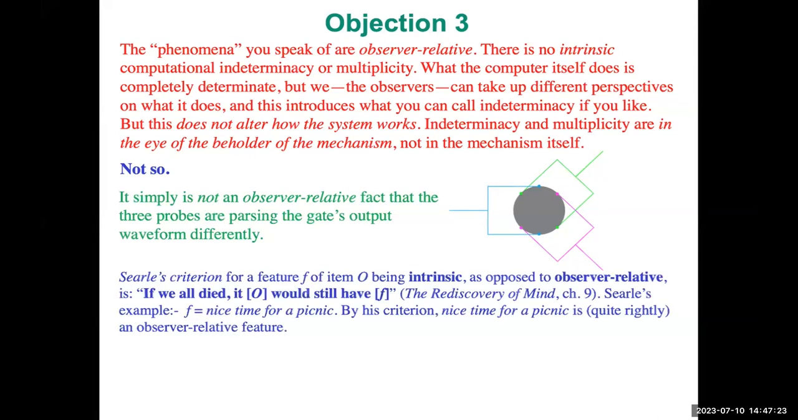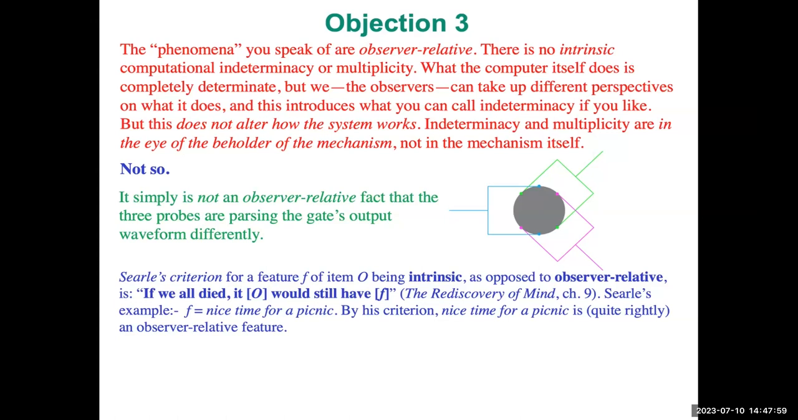And that could be argued using Searle's famous criterion for a feature F of item O being intrinsic as opposed to observer relative. So Searle's criterion is simply, if we all died, it, that is O, would still have property F. Simple, straightforward criterion. And his favorite example is F equals nice time for a picnic. By his criterion, nice time for a picnic is quite rightly an observer relative feature. I mean, if we all died, there would no longer be any nice times for picnics.